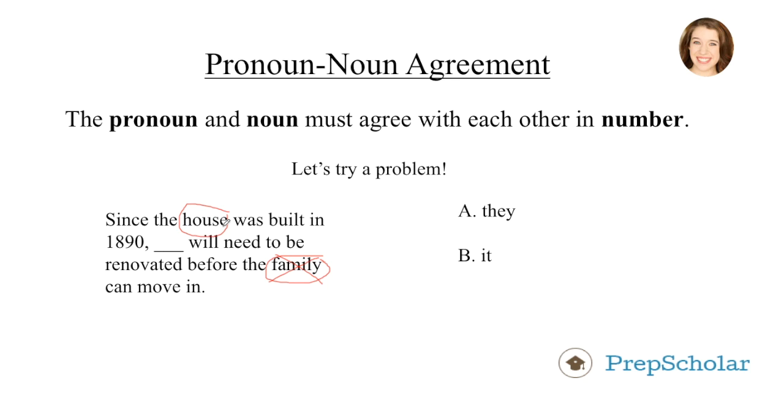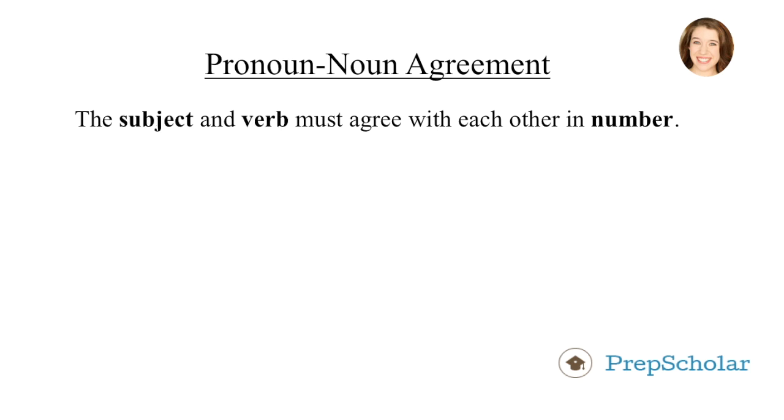Okay, so all we have to do here is ask ourselves, is this singular or is it plural? Well, the house is one thing, so it's singular, so we need a singular pronoun. They, we already know, is a plural pronoun, refers to lots of things, so not A. B is singular. It. Since the house was built in 1890, it will need to be renovated. And that's how we do pronoun-noun agreement. Let's go ahead and try another problem just to make sure we've got this down.